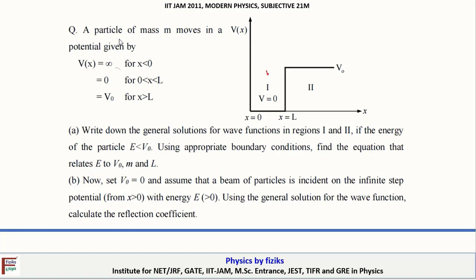Now set V0 equal to 0 and assume that a beam of particles is incident on an infinite step potential, with potential for x greater than 0 and energy E greater than 0. Using the general solution for the wave function, calculate the reflection coefficient. So we have to determine the reflection coefficient for the solution.